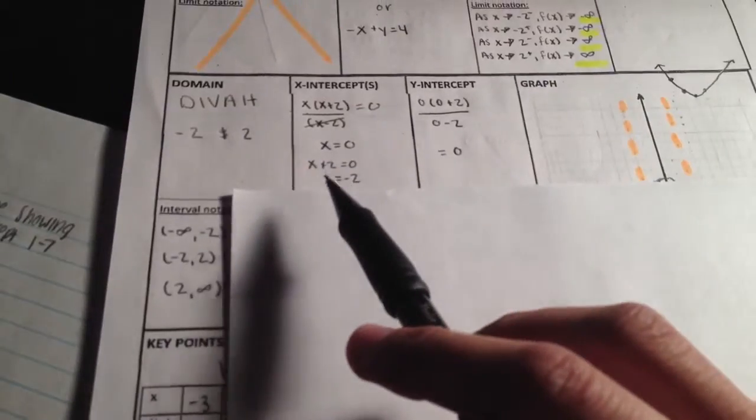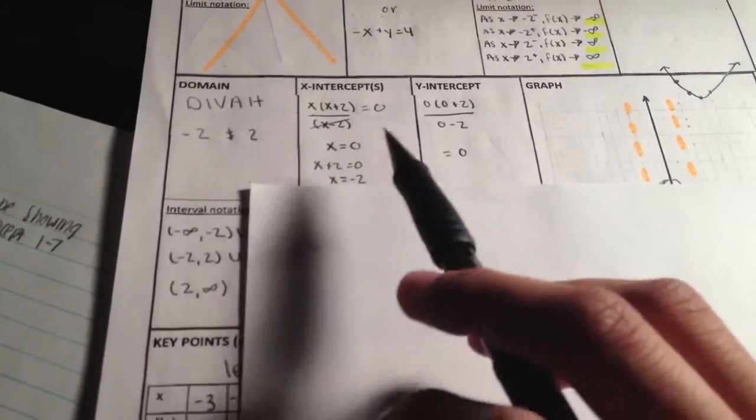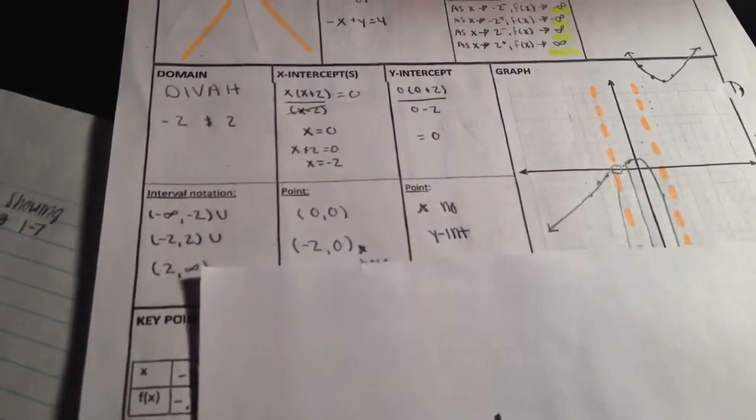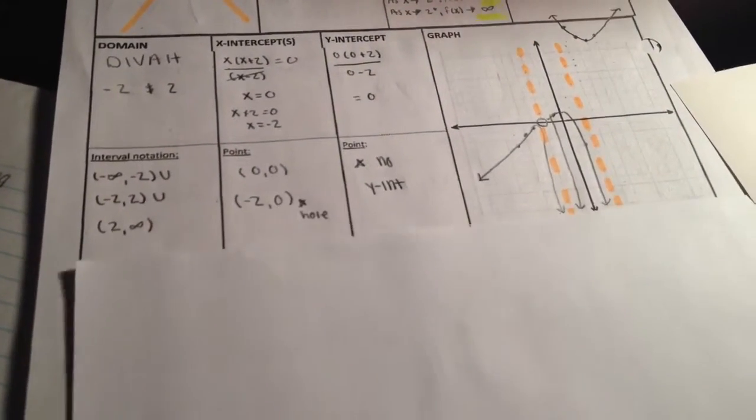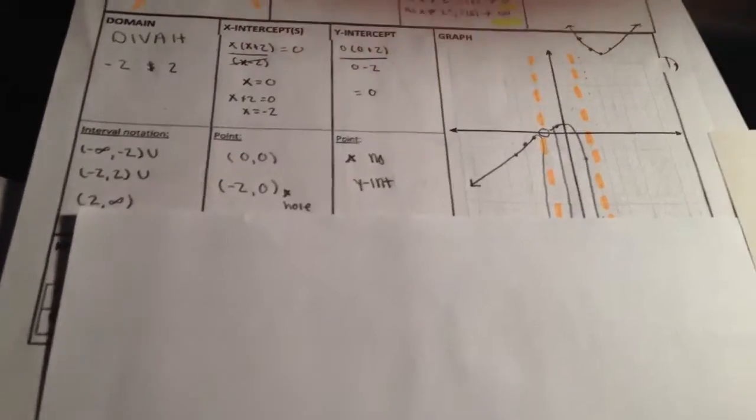Another one is going to be x equals negative 2, because you set x plus 2 equal to 0. So our points are going to be 0, 0 and negative 2, 0. But that one is going to be a hole, so you put a little star next to it.